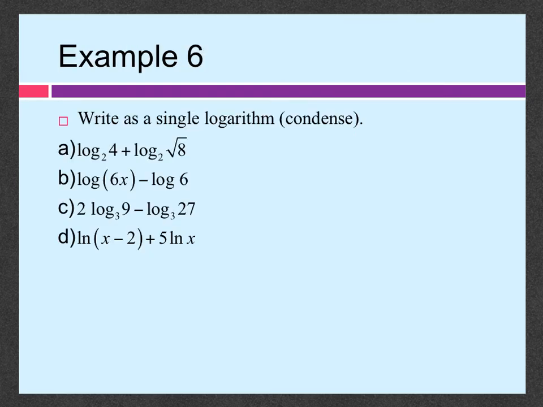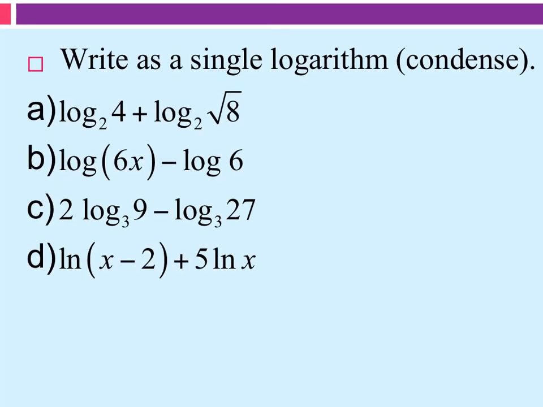So this says write as a single log. And again, this time it says to condense, but eventually it's just going to say expand or condense. You've got to figure out which one to do. If you look at A, as soon as you see that there are 2 logs, you should know you've got to condense it down to 1 log. This is addition, which means when I rewrite it, it's going to be multiplication. Now this doesn't say to simplify. If it had said to simplify, you could simplify before you did that. But for right now, we're just going to condense.